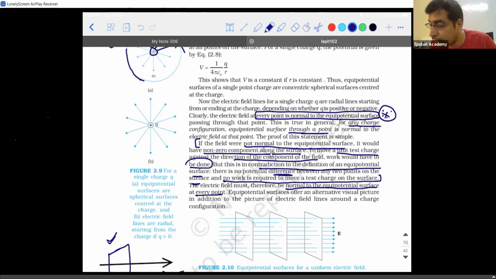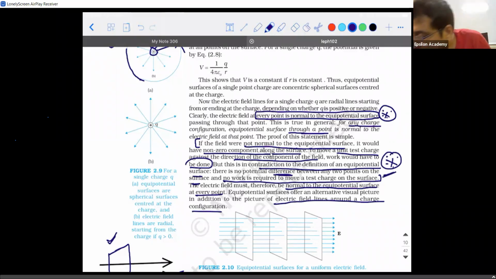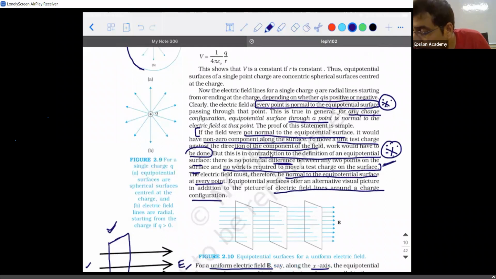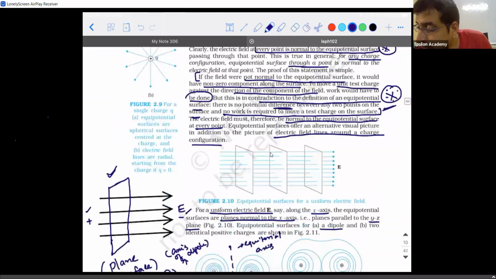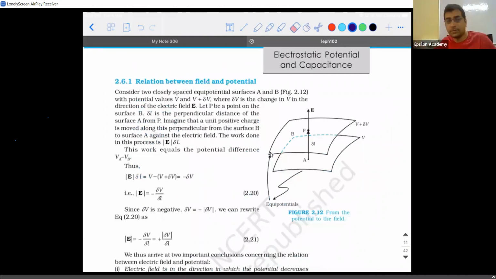So equipotential surfaces offer an alternative visual picture in addition to the picture of electric field lines around the charge configuration. So this is another important point. There is a reason why you are studying about this. Okay. Am I clear with this? Yes. I hope you guys made a note of this point. This is very, very important. Right? Next. This is the next important relation. This is the concept based on which capacitance is running.